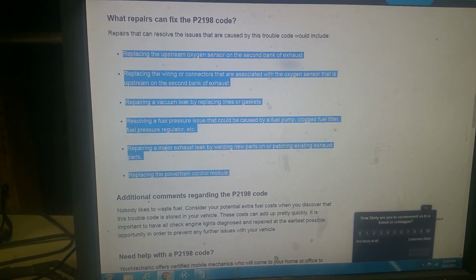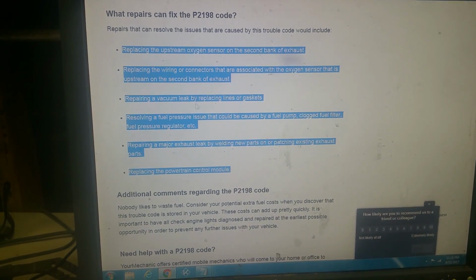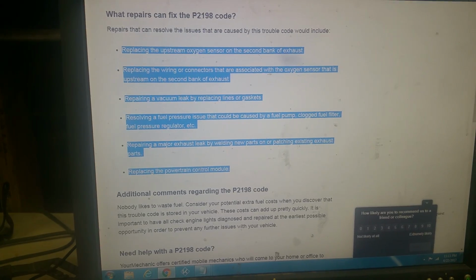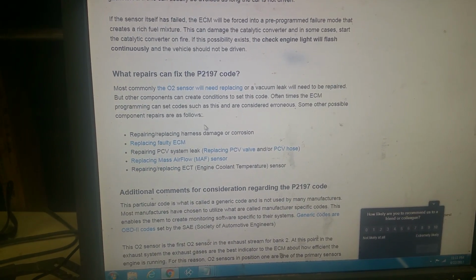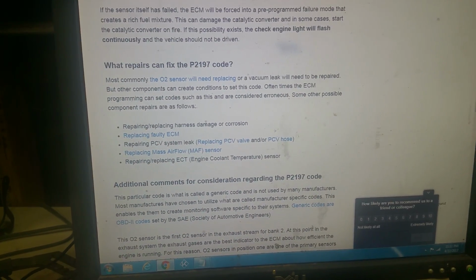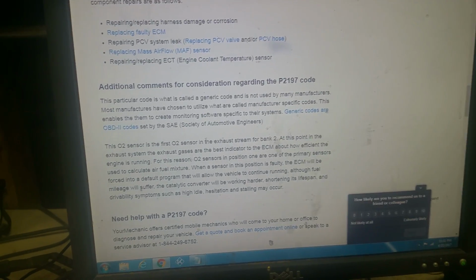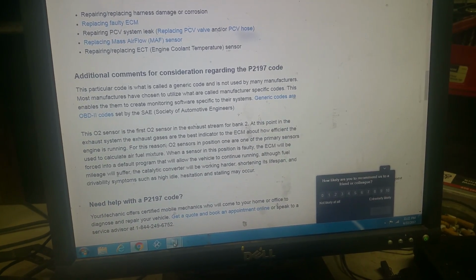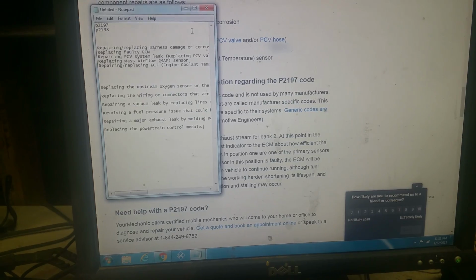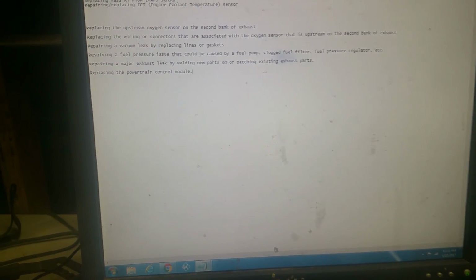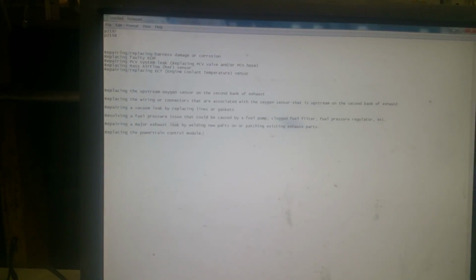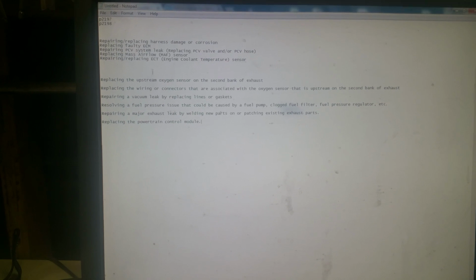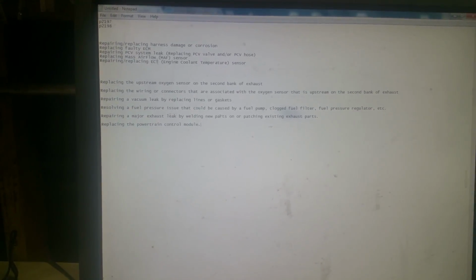So check this out. I go down here and find out what the repairs are to fix that particular code. Now I have a P2197 code, which would be a lean code on the exact same bank. So I have a rich code and a lean code. I go down here to my notepad and post each code, and then post the fixes for each code. If you notice between these fixes, we have two common denominators.